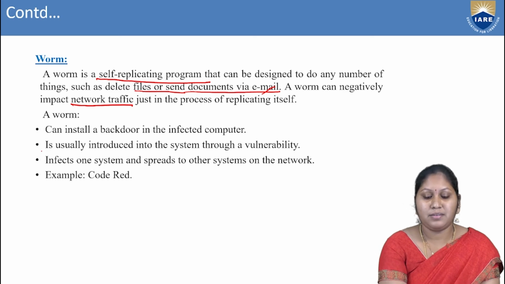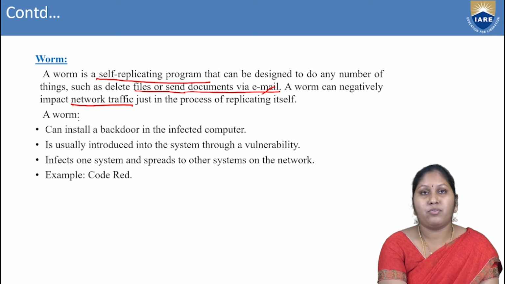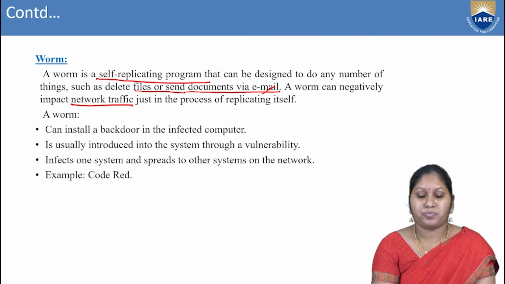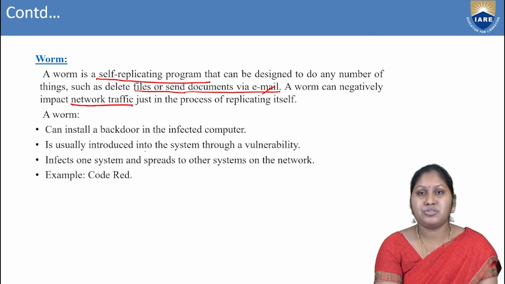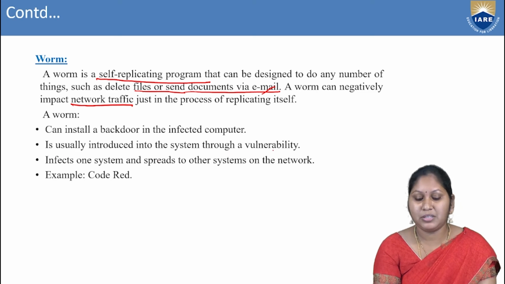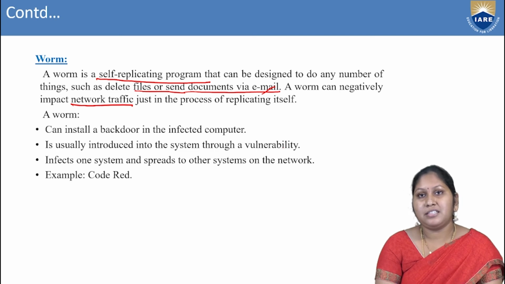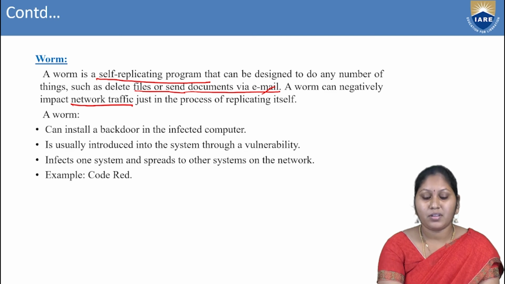And next, let us see some points about a worm. A worm can install a backdoor in the infected computer. In the infected computer, the worm will install a backdoor. It is usually introduced into systems through a vulnerability. So it is introduced in the system through the vulnerability.